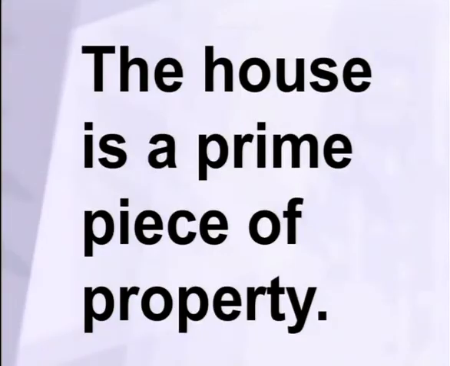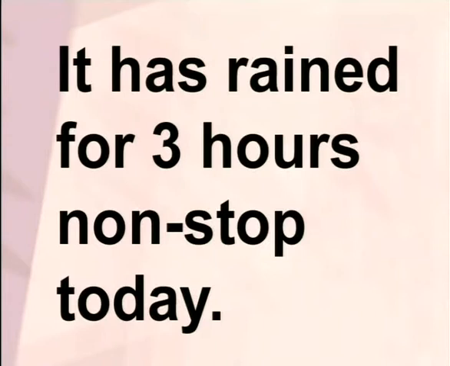Right, so now do you understand the difference between a fact and an opinion? For the fact, we generally accepted it. But for an opinion, what we tried to do was to persuade one another. Let's look at another two examples. The first one, the house is a prime piece of property. Now think about whether that is a fact or an opinion. And now another one. It has rained for 3 hours non-stop today. Again, were you able to tell which was the fact and which was the opinion?